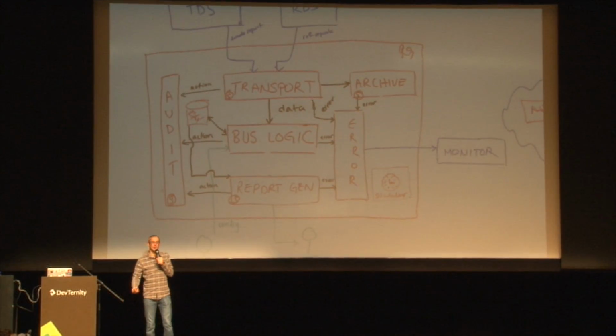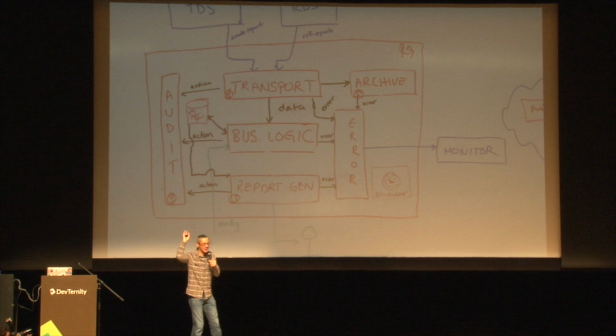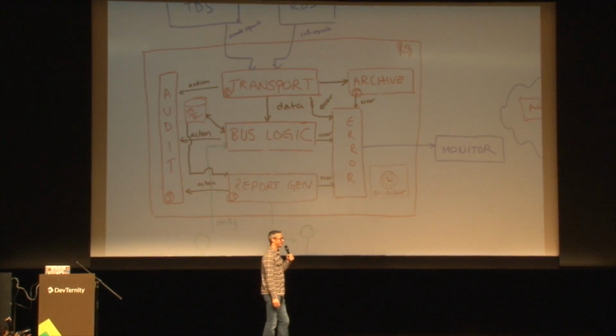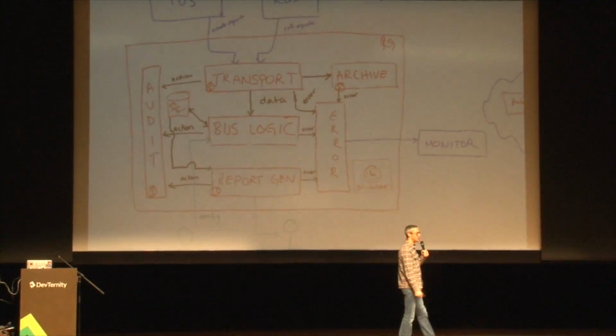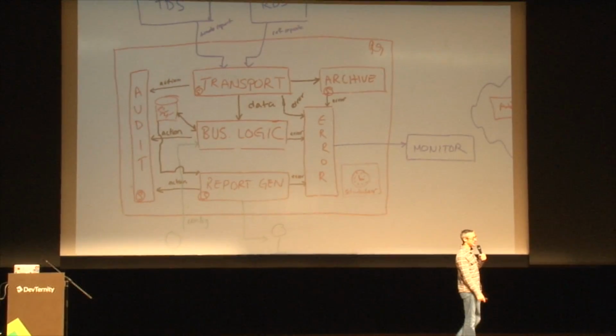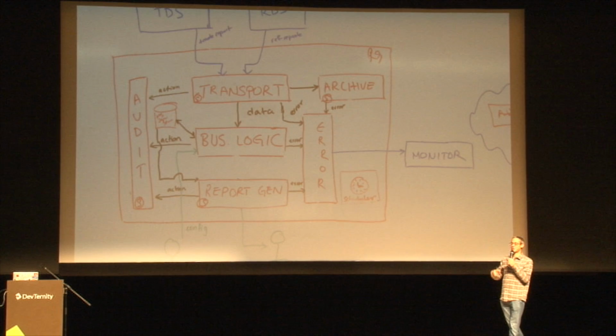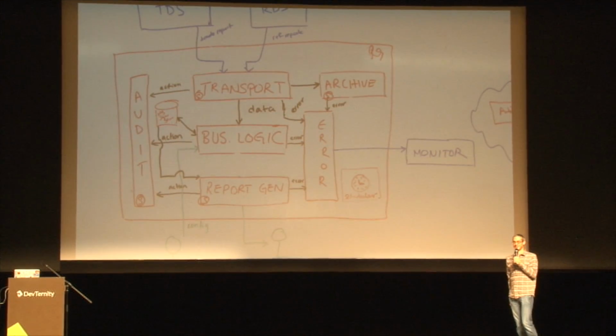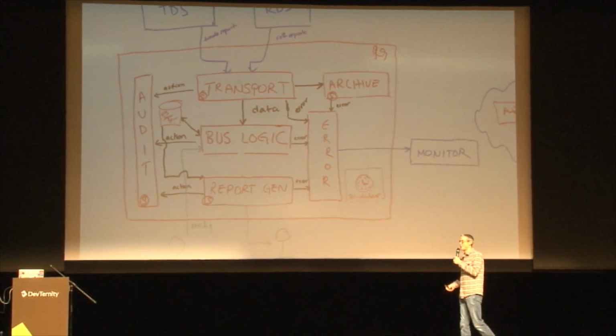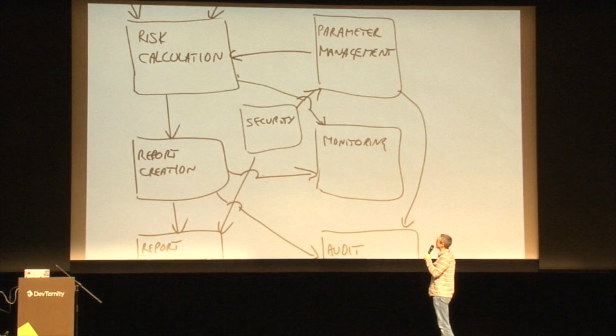This architecture diagram represents every single system you are currently working on. All of them. Inside your systems, you handle errors, you transport data in and out of the boundaries, you archive some information, you do scheduled reporting maybe, and you do business logic. Yay! This doesn't even tell you what this thing is at all.